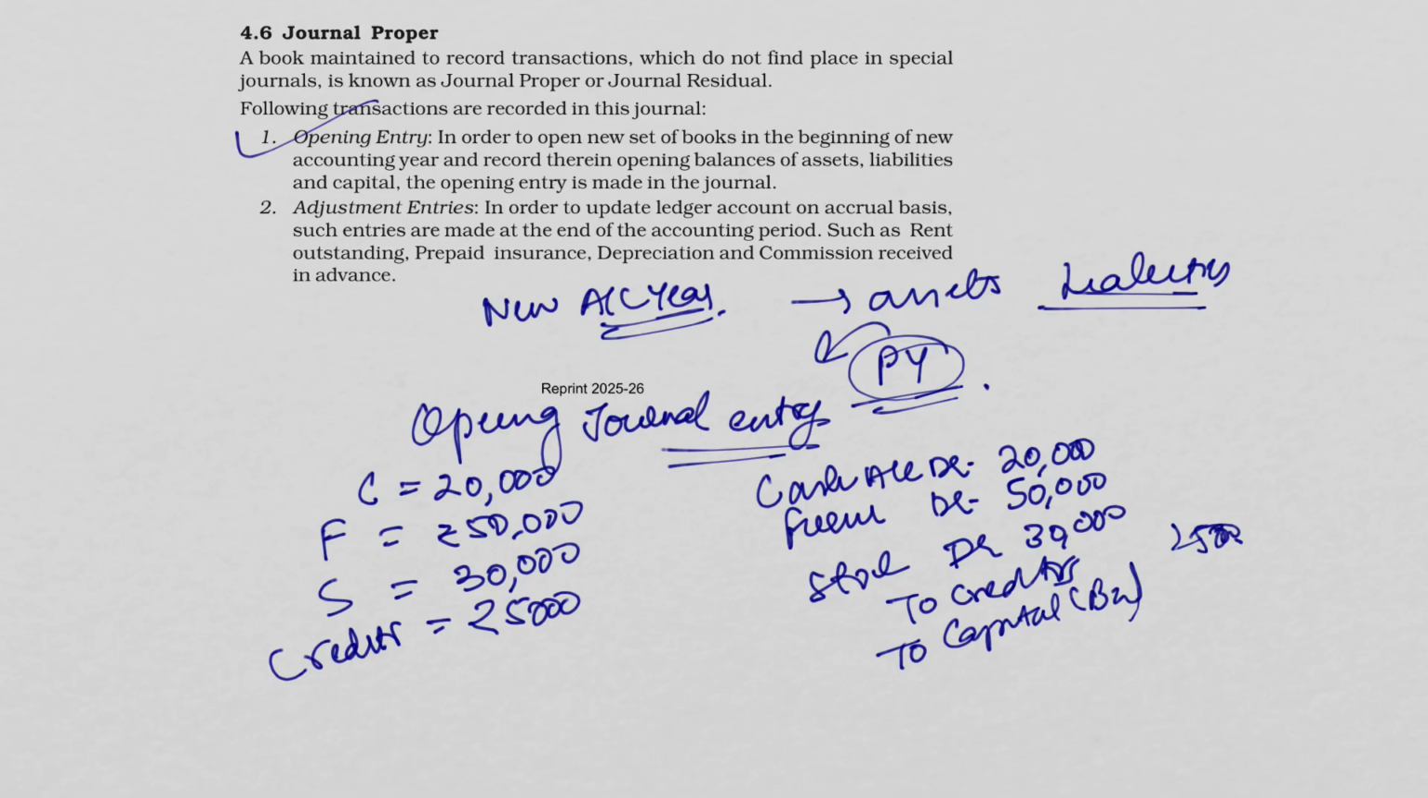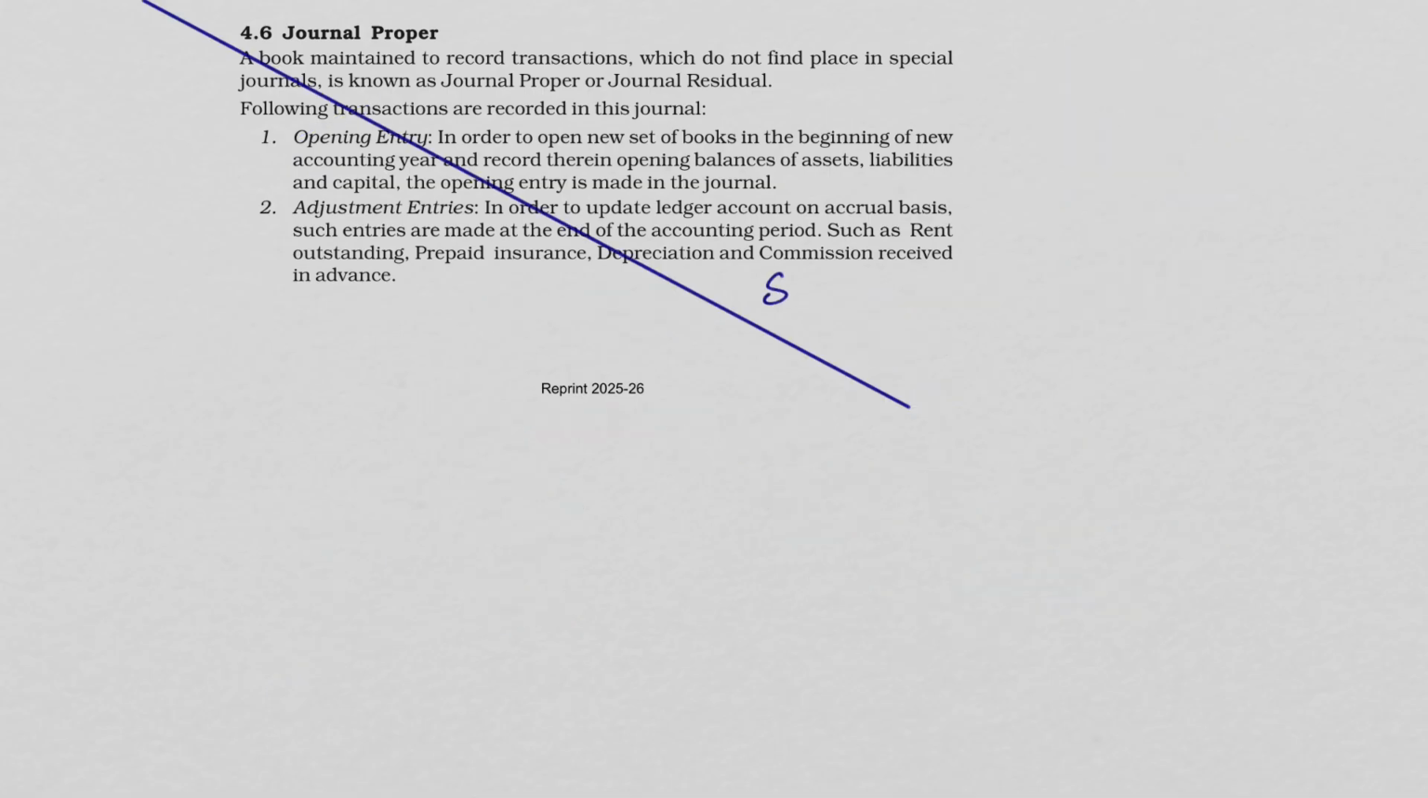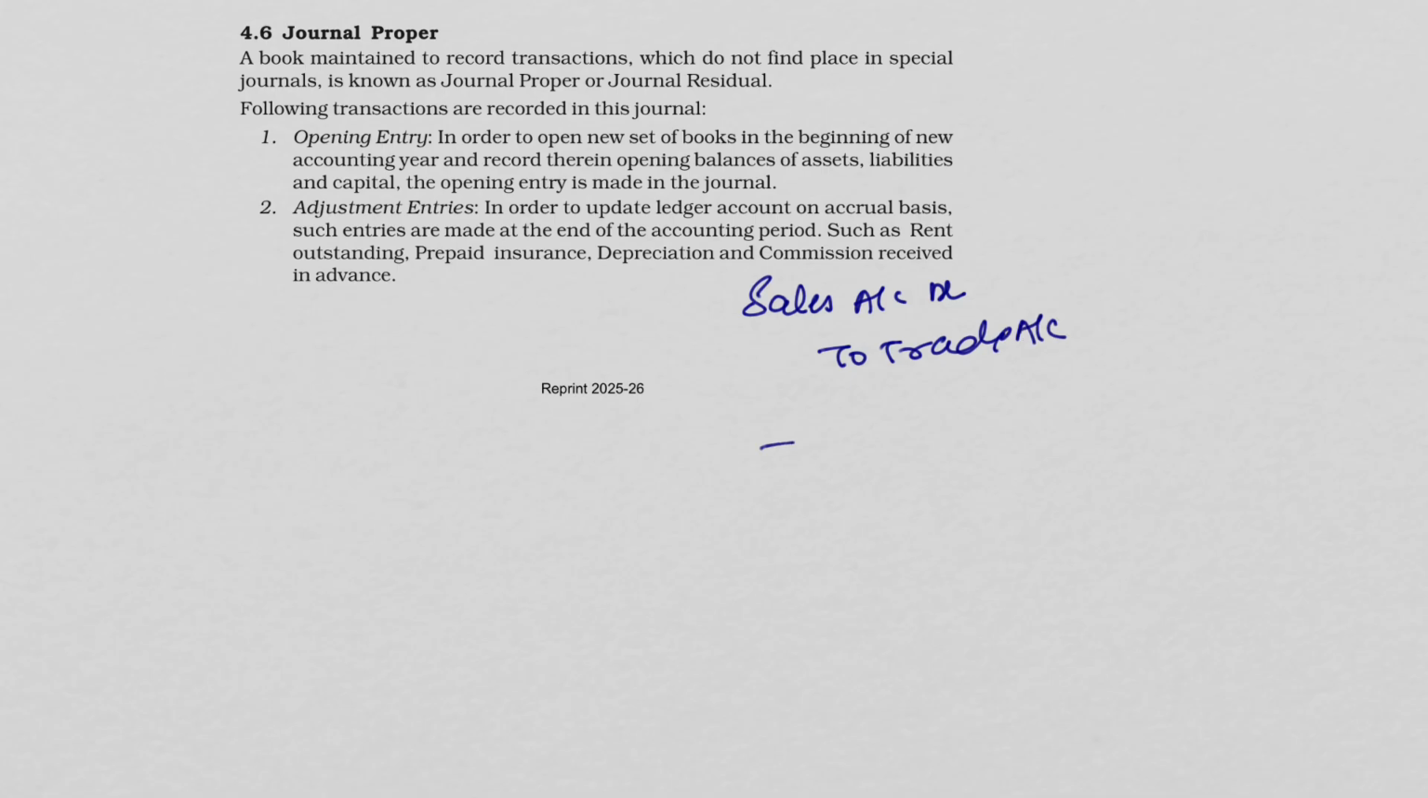The second entry is closing entry. At the end of the accounting period, all the nominal accounts such as expenses as well as revenues must be closed. So they are transferred to trading account or profit and loss account. For example, sales account debit to trading account, or trading account debit to purchases. So such transfer entries are recorded in journal proper.